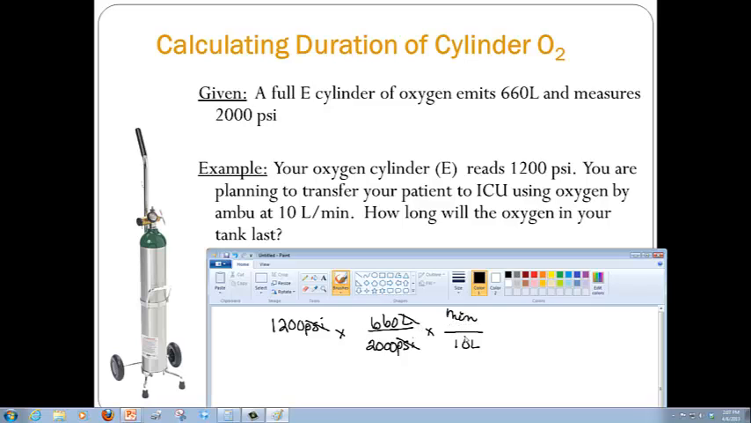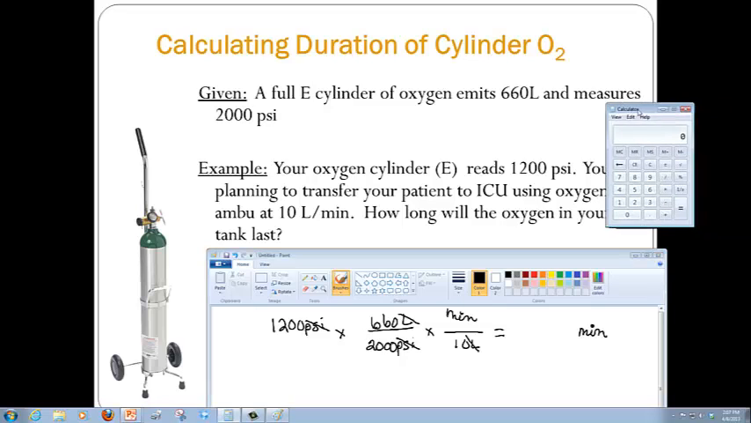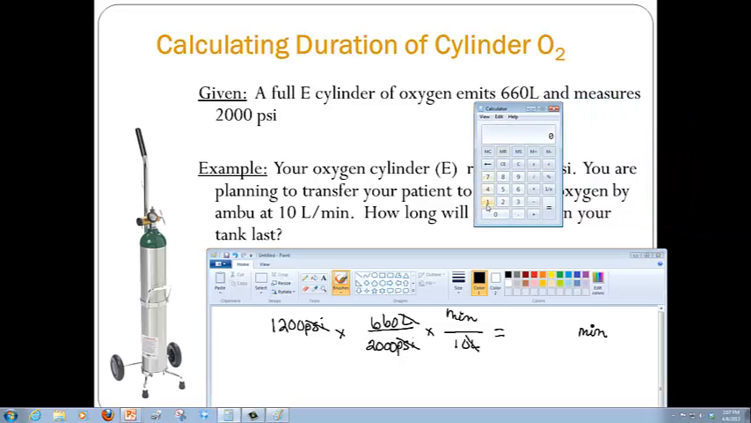This allows me to cancel liters in the numerator, liters in the denominator. The only units I have remaining are minutes, and minutes are what I'm looking for in the answer. Therefore, I know that my equation is complete. So now we just need to bring in the calculator and crunch the numbers.